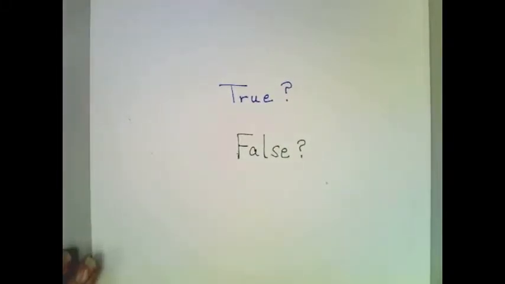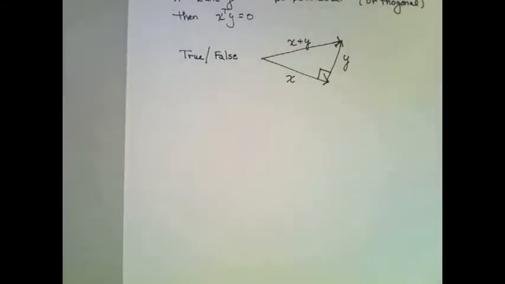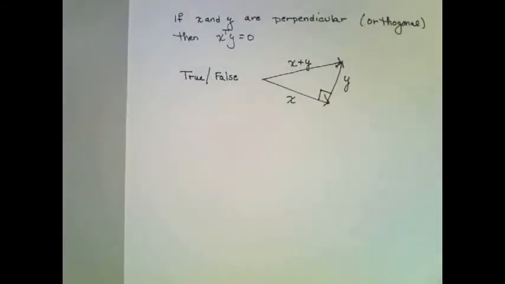This time we want to know if it's true or false. Is it true that if x and y are vectors that are perpendicular, that means they form a 90 degree angle, or what we call orthogonal, then is it the case that the dot product of x and y is zero? And it's true. Let's prove it.